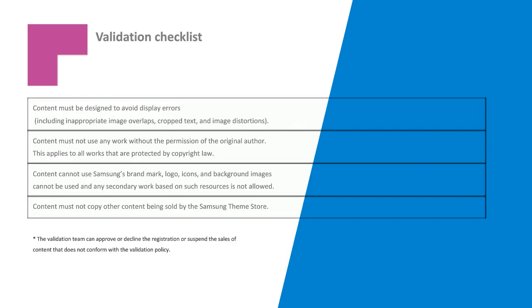Validation checklist. This is from our store team. Once you submit an application for publishing, our testing team will review your theme. It will verify against several factors. A couple of them: the text has been displayed properly, there is no overlap or invisible text on the screens. That's one thing. No copyright content has been used, and you haven't reused the Samsung branded mark, logo, icons, or background images. There are a couple of other things that we take into consideration, but the major things are listed in here.